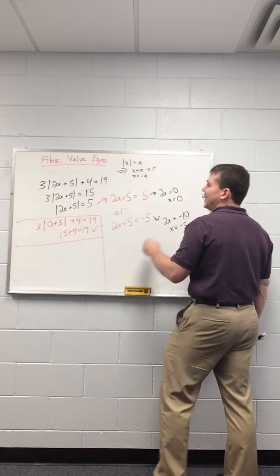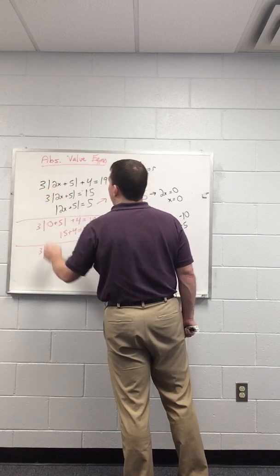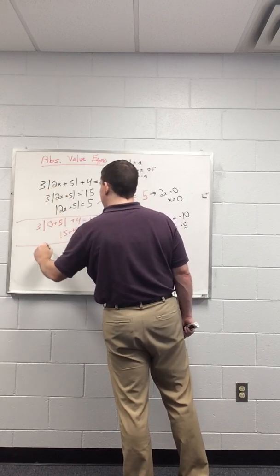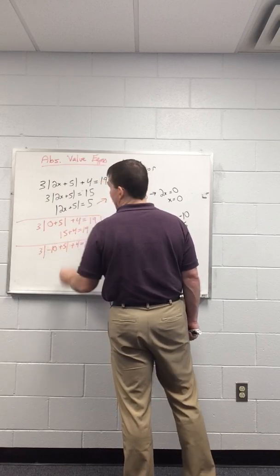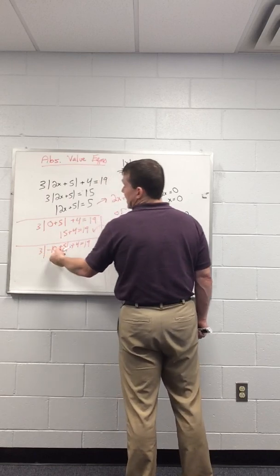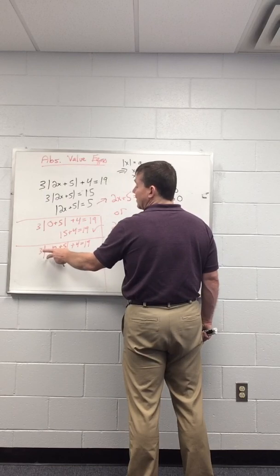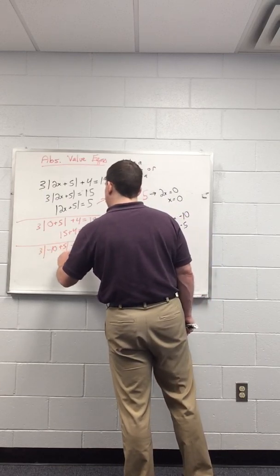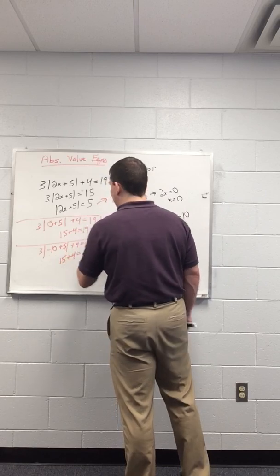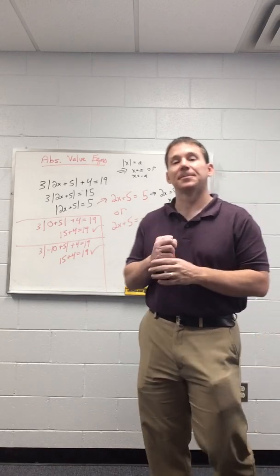For the other one, if I plug in negative 5, I get 3 times the absolute value of 2 times negative 5, which is negative 10, plus 5, plus 4 equals 19. Then I'm left with negative 10 plus 5, which is negative 5. The absolute value of negative 5 is positive 5. 3 times 5 is 15. And I get 15 plus 4 is 19, which also works. So again, both solutions work.